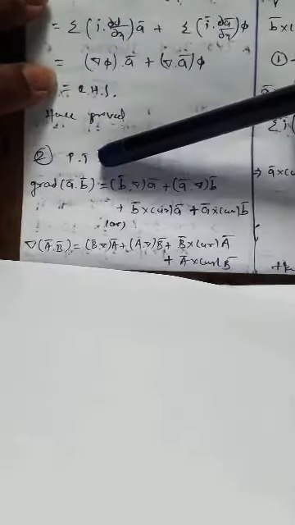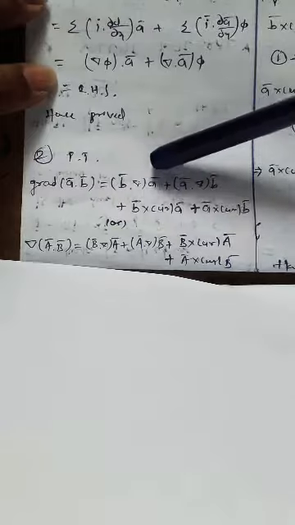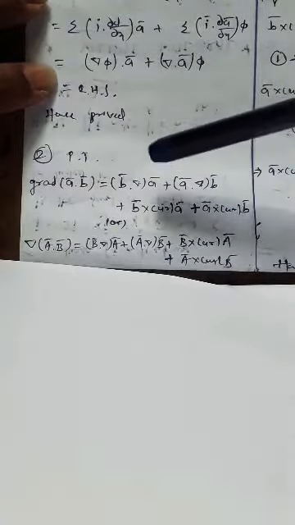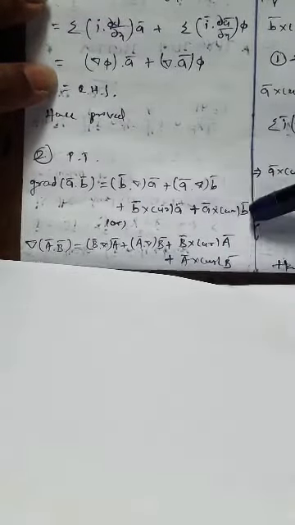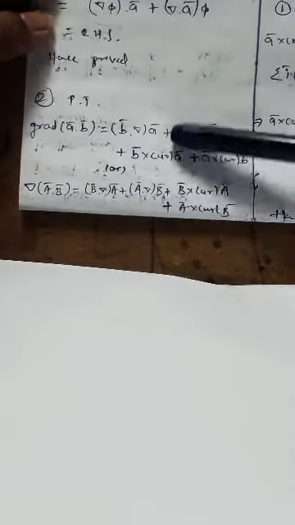The next one, a very important one: grad of A dot B equals B dot del A plus A dot del B plus B cross curl A plus A cross curl B. In another form, grad of A dot B, in place of small b he has taken capital B. He may also ask the question in this form: B dot del of A plus A dot del of B plus B cross curl A plus A cross curl B. Let me see the problem.